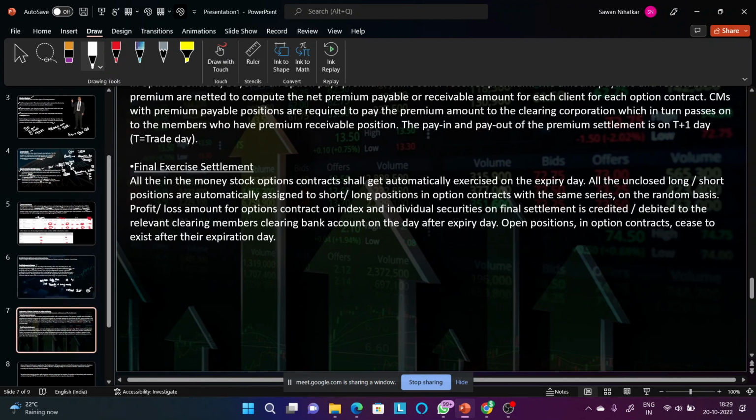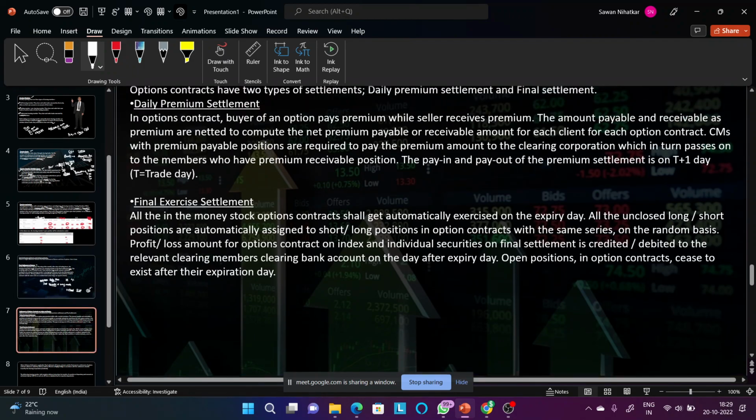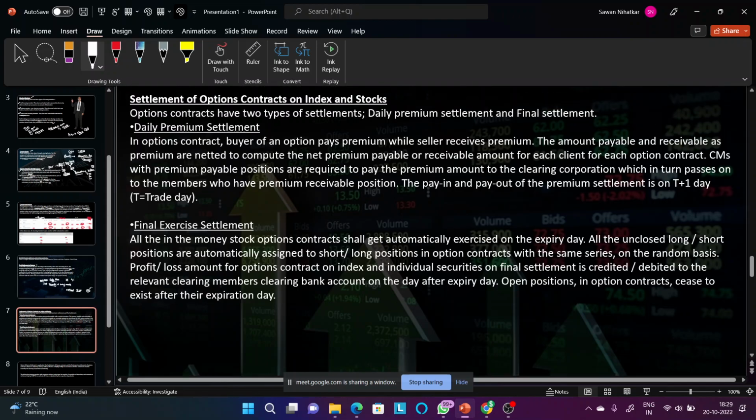Moving forward, we will take a look at the option contract settlement. So option contract settlement may be similarly futures जैसा ही होता है. We have two different types. One is the daily premium settlement and another is final exercise settlement. So daily premium settlement is just similar to the MTM funda in futures, but let's just take a read over here. In options contract, the buyer of an option pays a premium while the seller is receiving a premium.